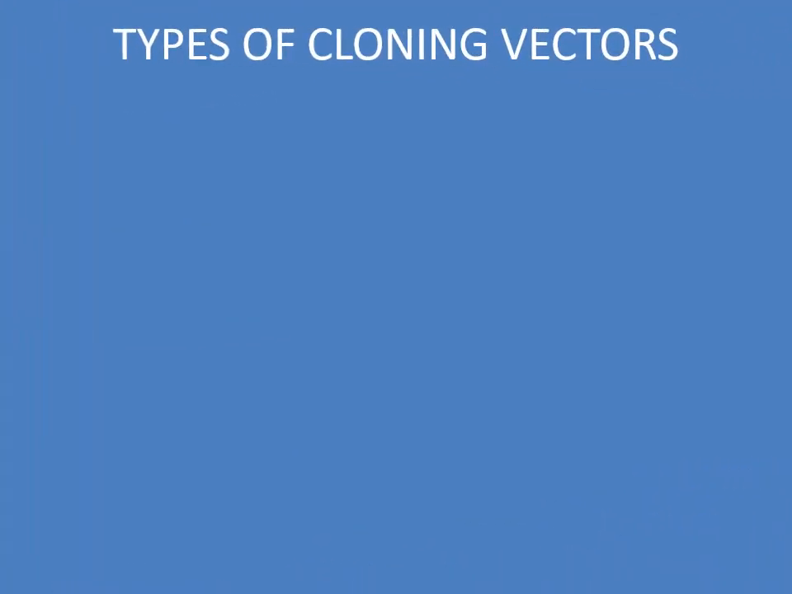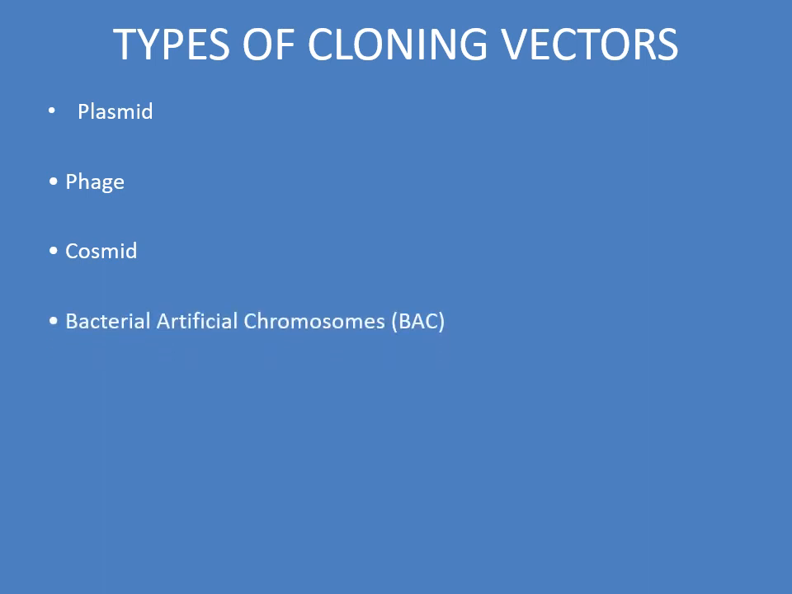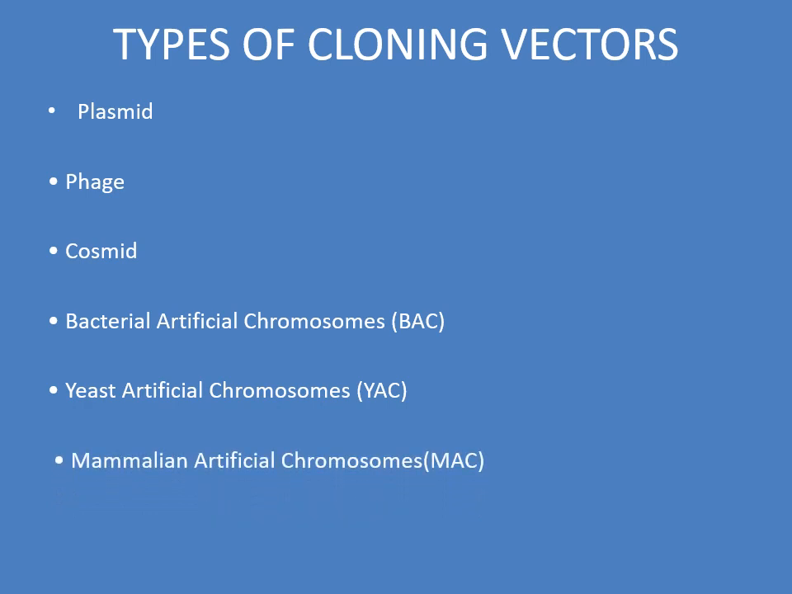Types of cloning vectors. First is the plasmid, which is a small circular extrachromosomal DNA molecule found in bacteria. Next is phage, which is a derivative of bacteriophage lambda, which infects E. coli. These are linear DNA molecules. Next is cosmid, which is a combination of plasmid and phage. Next are bacterial artificial chromosomes, which are constructed artificially. Then yeast artificial chromosomes, mammalian artificial chromosomes, and E. coli bacteriophage P1 based vector.